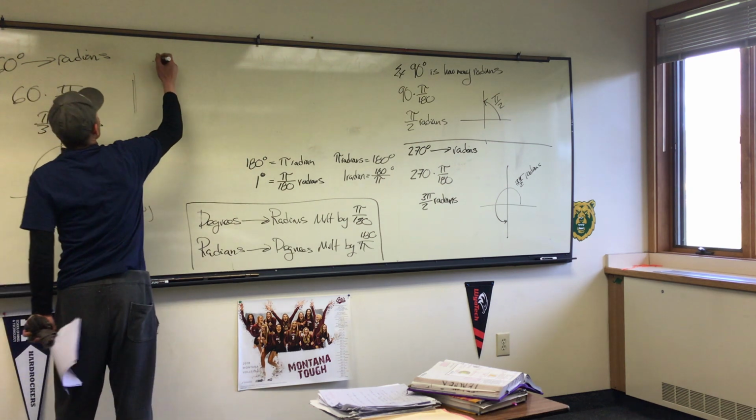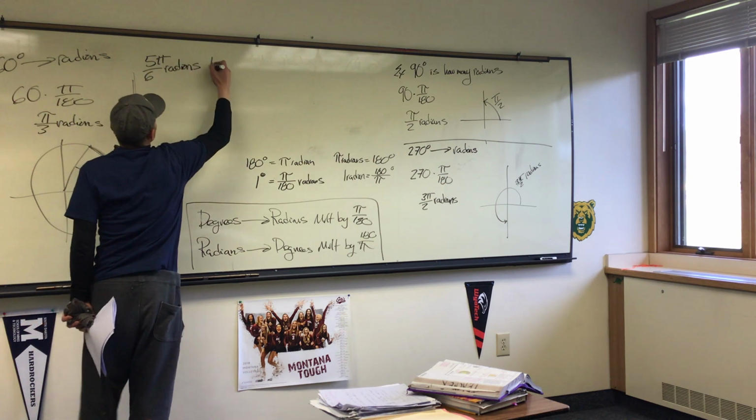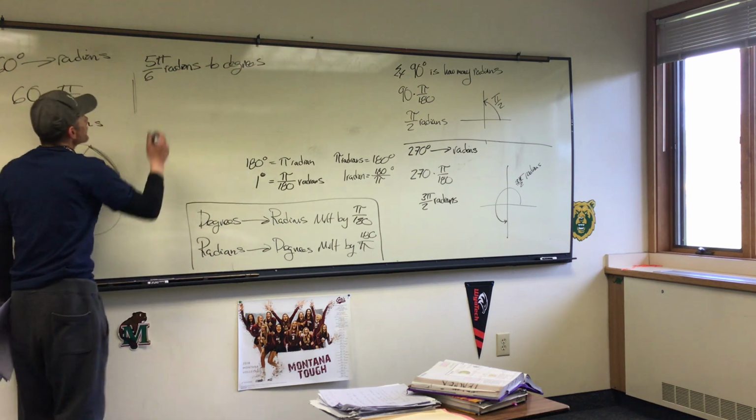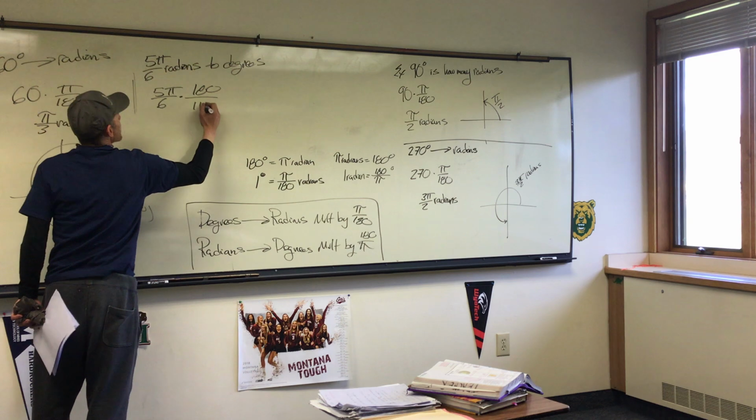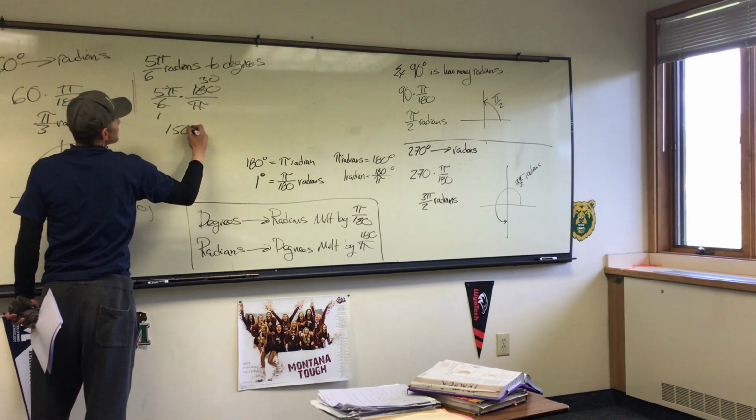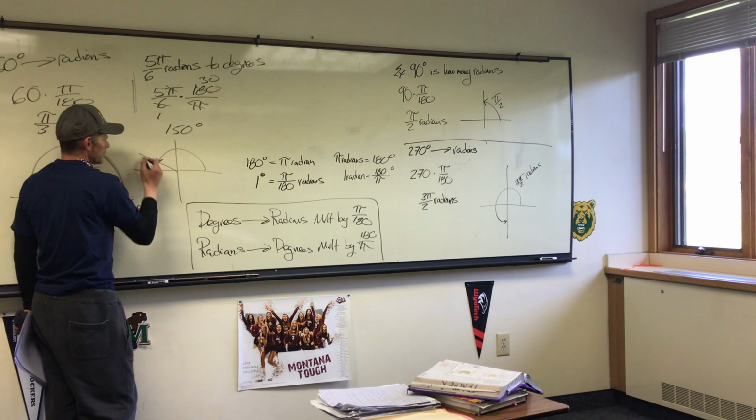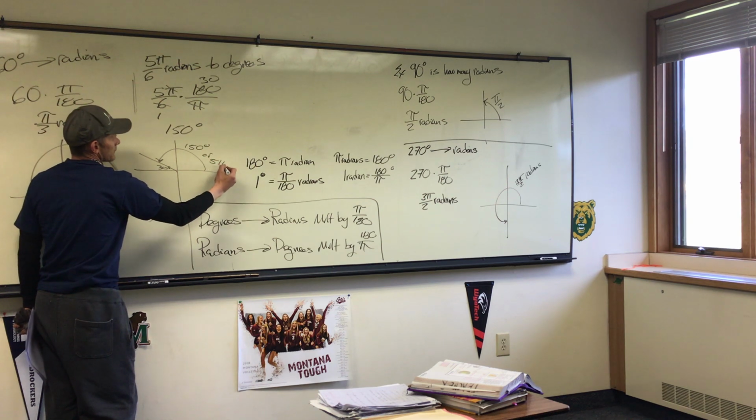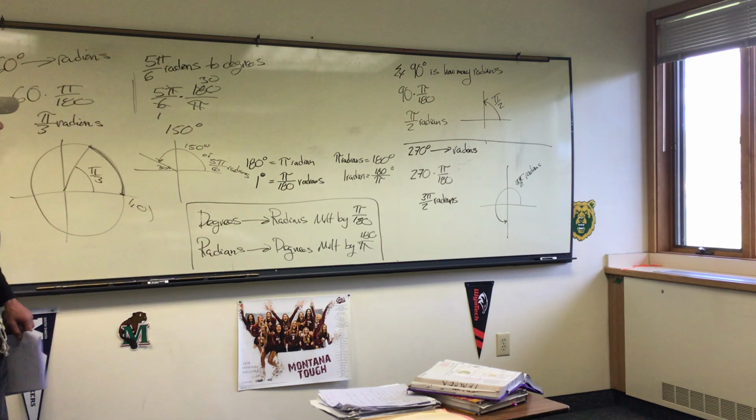Oh, okay. How about 5 pi over 6 radians to degrees? Yeah, now we're going the opposite way. We have 5 pi over 6, and we're going to multiply by 180 over pi. Let's see, our pi's cancel. 30. So 150 degrees is the same as 5 pi over 6 radians. That's right here. Okay, so 150 degrees is the same as 5 pi over 6 radians.